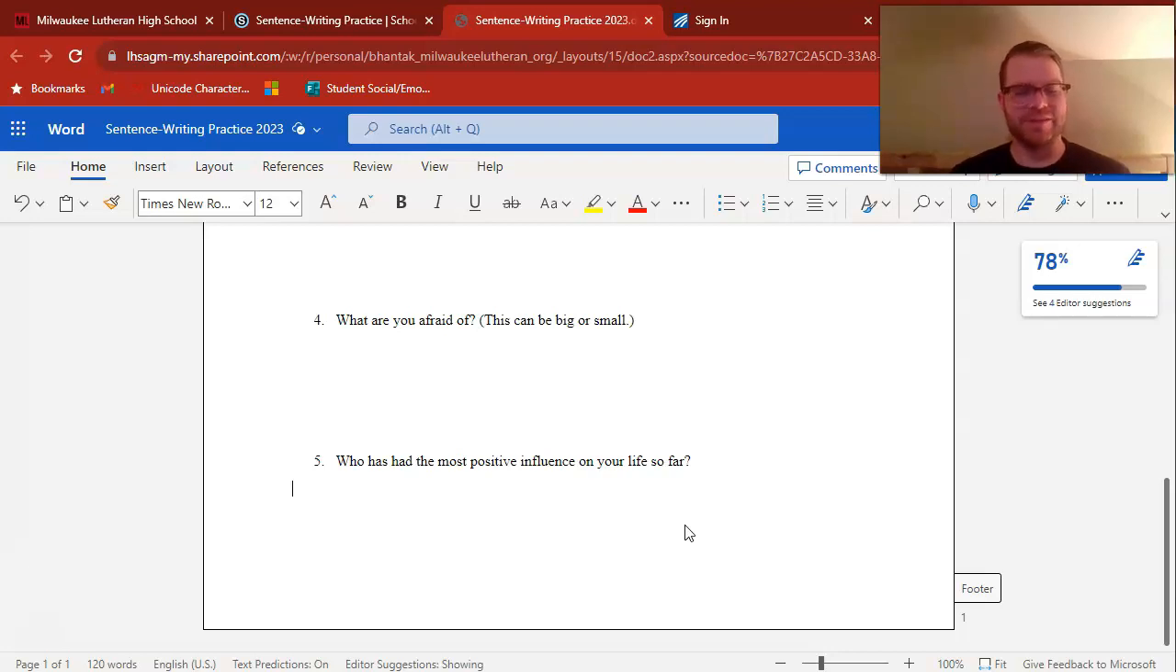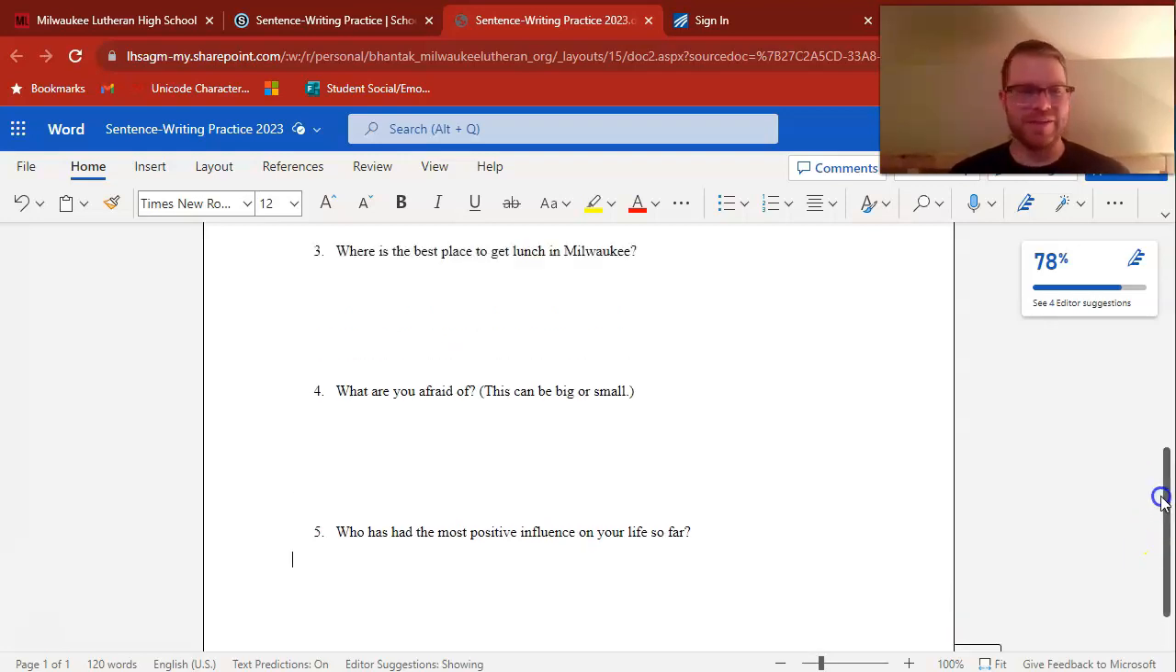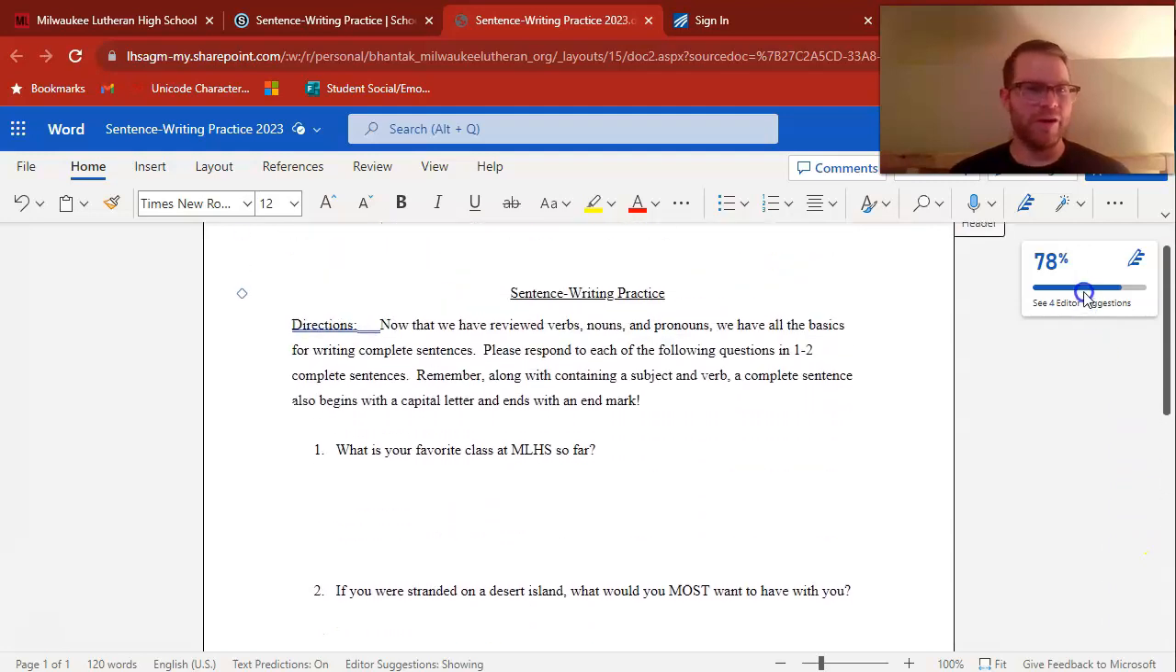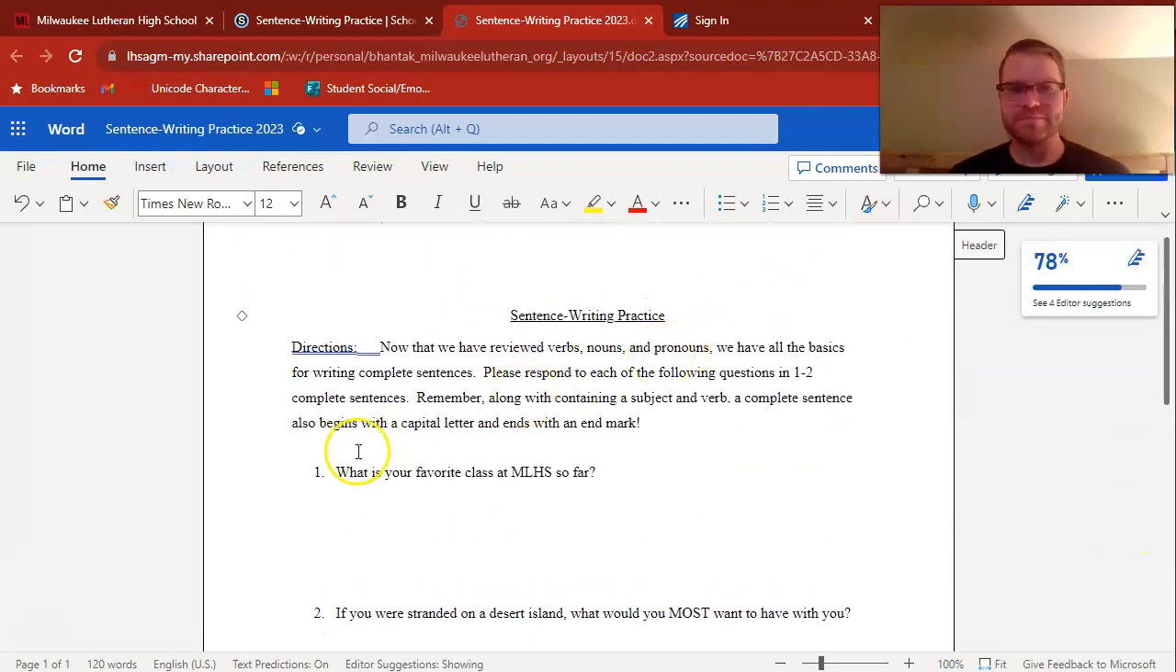Make sure you're using capitalization and end marks. Those are the main things I'm looking for before we move on to more verb stuff tomorrow. Again, I apologize if I went a little over on time. I hope directions were clear.